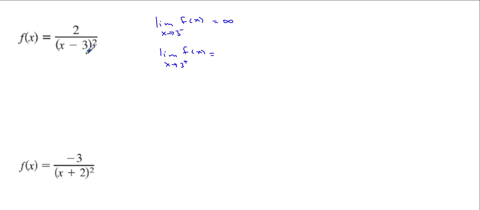A number bigger than 3, like 3.0001, minus 3 would be a positive 0.0001. Square that number. It's a positive small number still, right? So 2 divided by a positive small number is infinity. So this is a case where at 3 we approach infinity as we get closer to 3, and similarly on the other side.